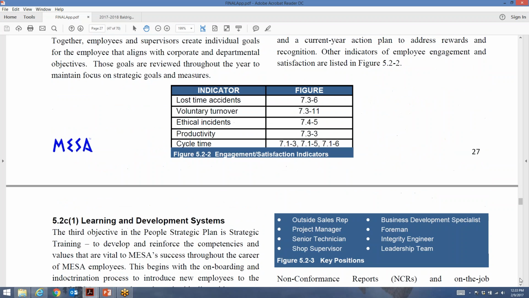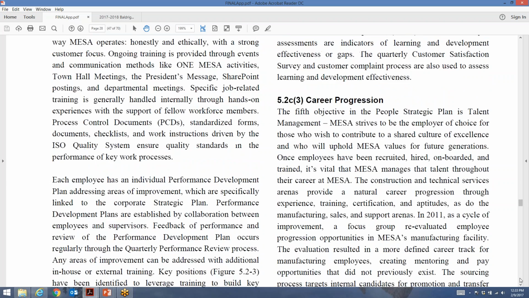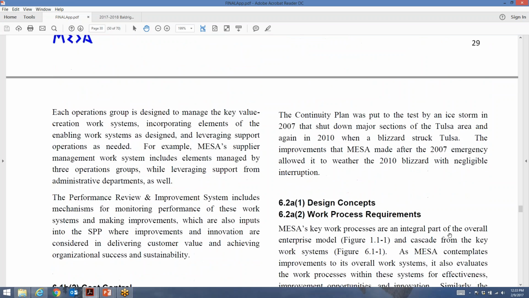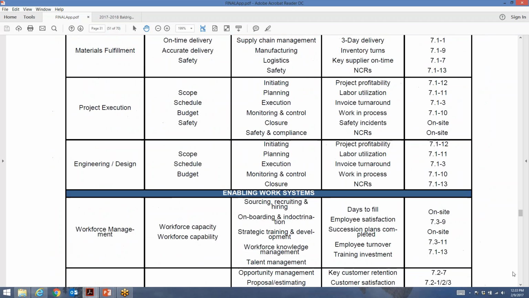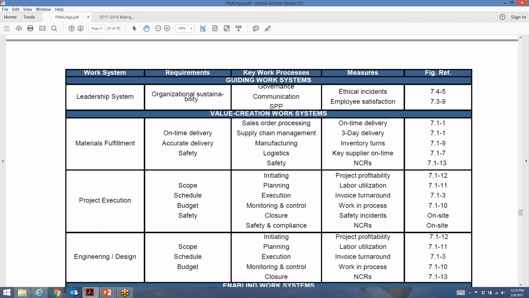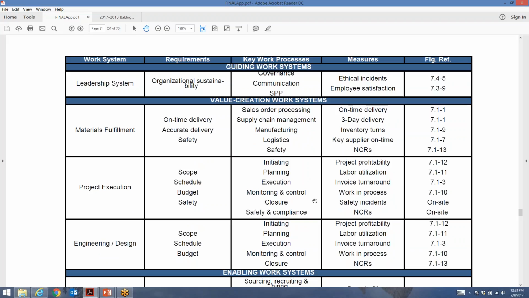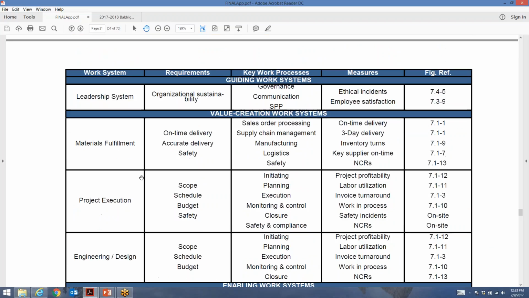Performance management system is going to be a picture, and then the other table that I want to make sure that you have is on key processes, category 6.1 probably. Give me those in a table. This is an ugly one, but it's one that we could point back to and answer a lot of questions. If you remember our Mesa Way picture, it had some guiding work systems, some value creation work systems, some enabling work systems, and those were the processes. We'll put those on there.